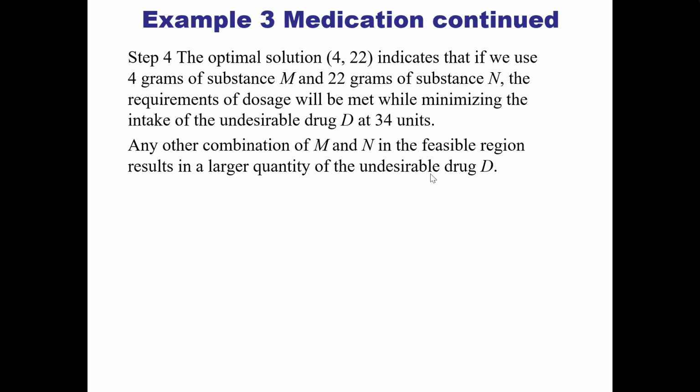Any other combination of M and N in the feasible region is going to result in a larger quantity of the undesirable drug D, which is not what we want. That's why we're minimizing the drug D. And again, we don't really care how much extra M or N we get. It's the D that we really care about in this problem.